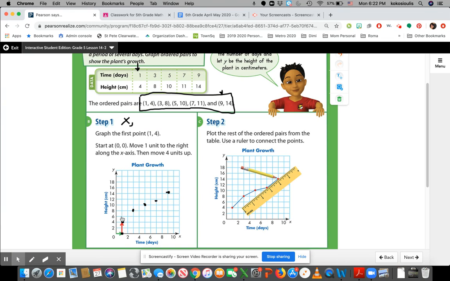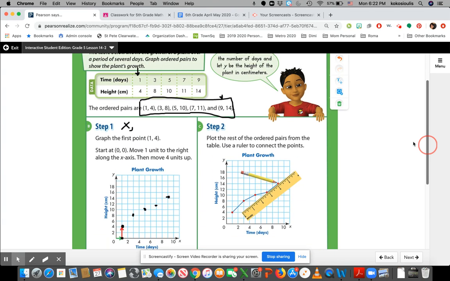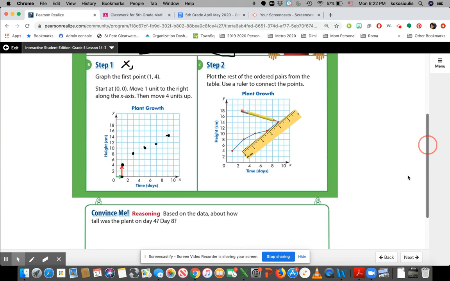Now, what do I do with these points? Well, this is what you do. You connect the dots and you make a graph. You can see here, he just took a ruler and connected the dots. If you don't have a ruler, you could use the back of a book or something to connect the dots. And that's how he gets his graph.